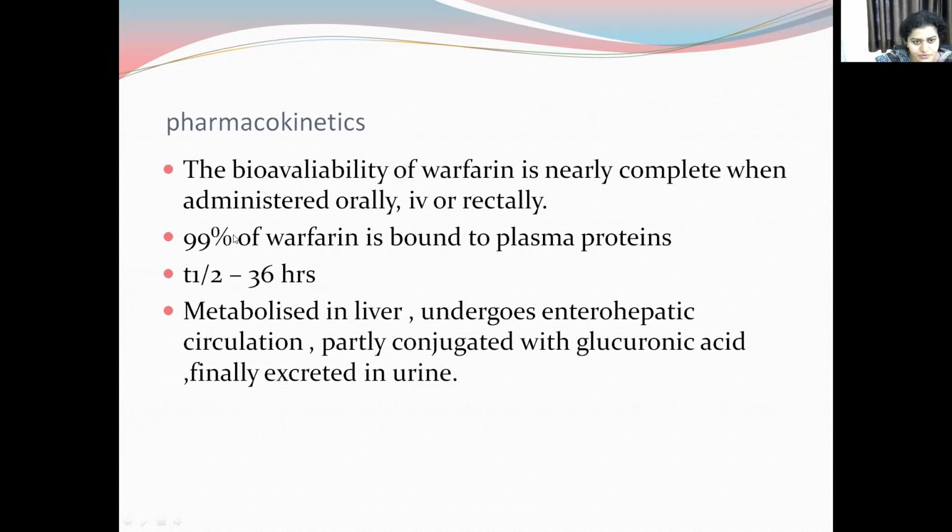Then coming to distribution, 99% of warfarin is bound to plasma proteins. It has the longest half-life, that is 36 hours, and is metabolized in the liver, and then it undergoes enterohepatic circulation and gets partially conjugated with glucuronic acid and then finally excreted in urine.